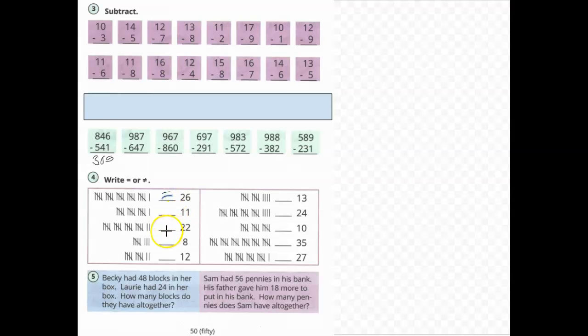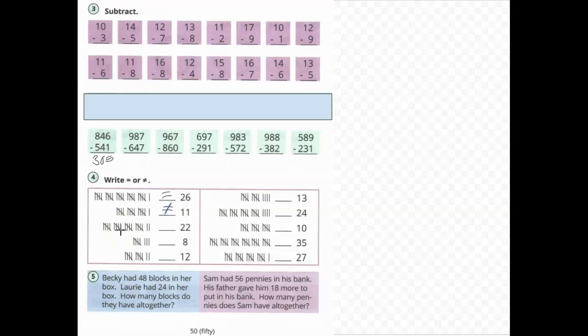Okay? Now let's look at the next one. 5, 10, 15, one more is 16. Is this number 16? No. So we're going to write an equal sign and then cross it off like that. Not equal.